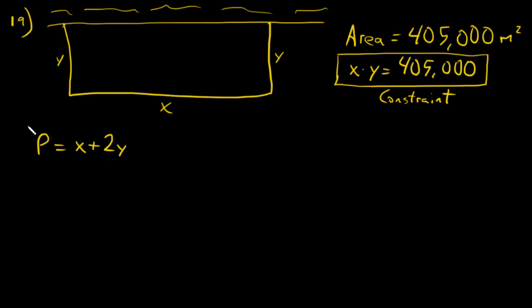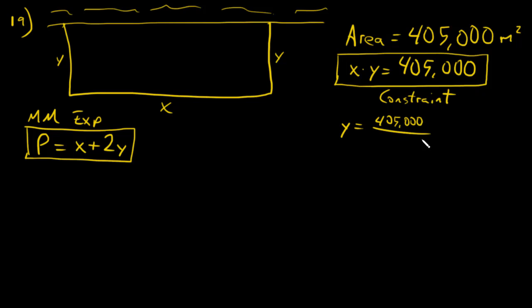Alrighty? This is my min-max expression. Okay, so now I need to solve for one of the variables in my constraint and plug it in to constrain the min-max expression. So I'm going to solve for Y. Y is going to equal 405,000 over X.